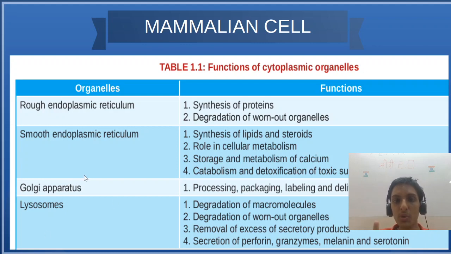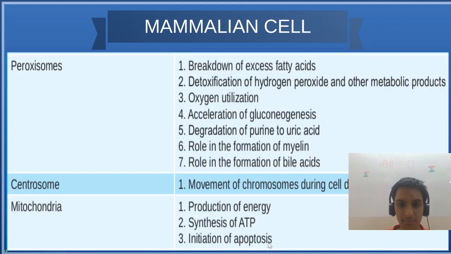Lysosome, this is called the suicidal bag of the cell. So all the worn out parts of the cell will be destroyed by this lysosome. And it will secrete perforin and granzymes. Please remember only this much: perforin and granzymes for the secretions. You can also write melanin and serotonin, that's your choice, but I would suggest please write perforin and granzymes. That is the main thing over here.